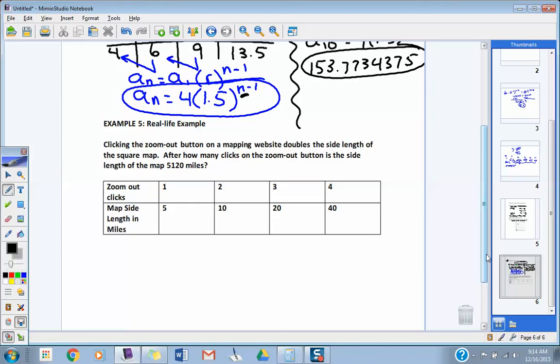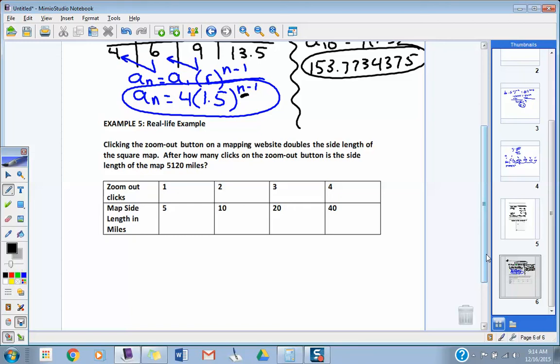How many miles of the map do we see? 5. Now on this map right here, if I click a second time and zoom out, we see more of the window. Okay? So the values are getting bigger and bigger and bigger. And each time I zoom out here, guys, this is how many miles you see on the side.